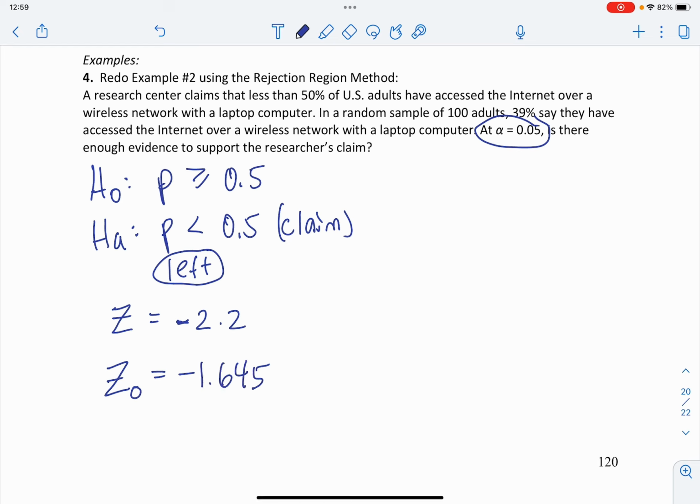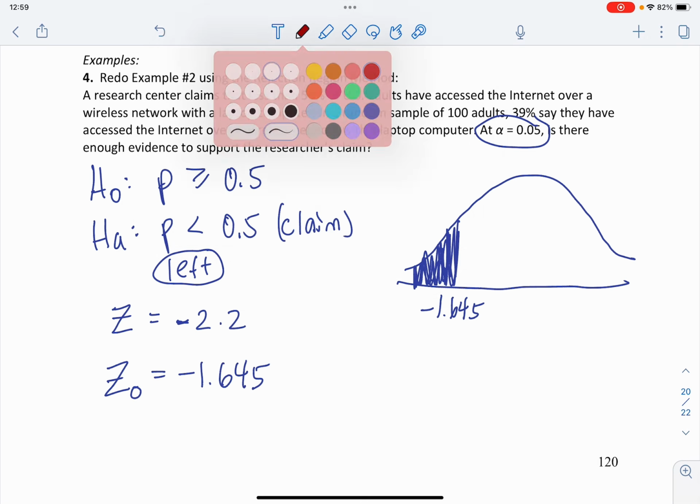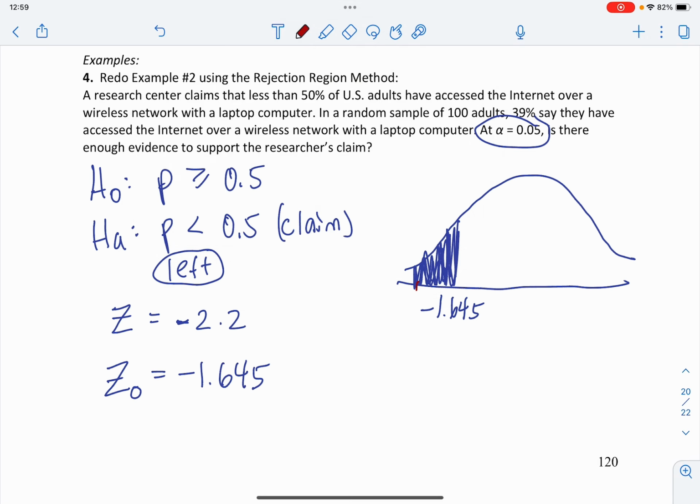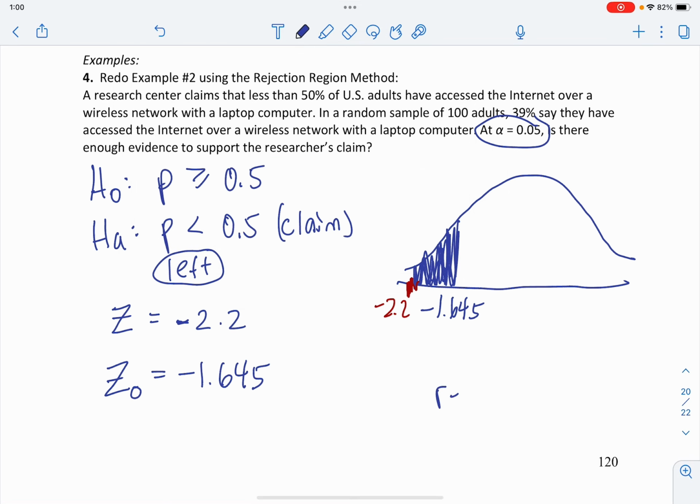And then what you do with that is you draw it. The best way for rejection regions is drawing them. All right, so that's a left tail. All right, and the critical value is right there. All right, and then I'm going to plot the standardized test statistic that we find from the formula, which notice it's further in, right? That negative 2.2 is further in the shaded area. And when that happens, we reject H sub 0.